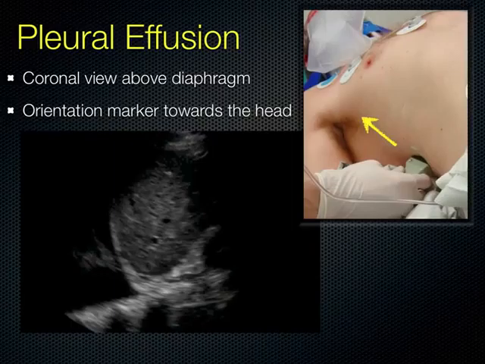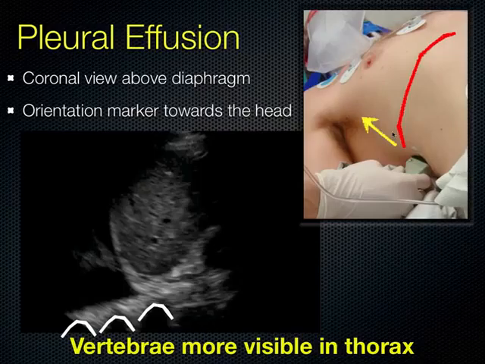Next, we're going to talk about pleural effusions. Here we choose the coronal orientation with the indicator towards the head. We have also chosen the low frequency probe so we can get a deeper view and not as much detail. Here's the diaphragm. What you'd like to do is place your probe at that interface where the diaphragm separates the thoracic cavity from the abdominal cavity.